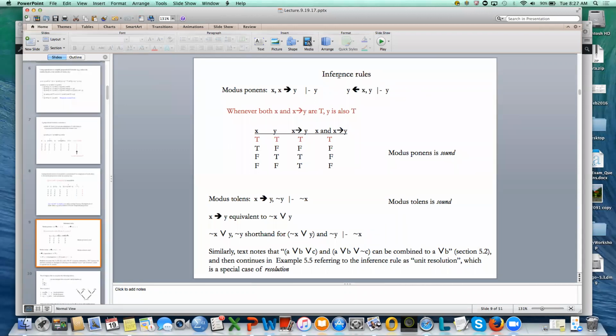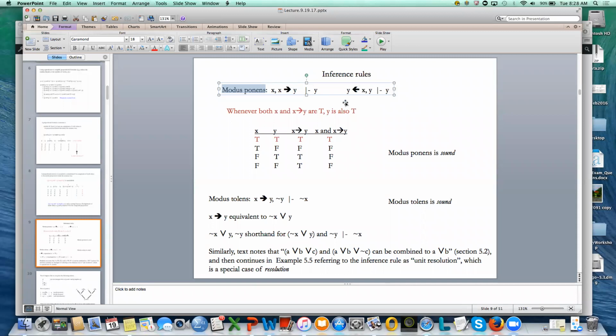So the inference rule that the book really talks about the most is modus ponens. If we know, or if we're told that X implies Y and we are told X, then it follows from these two statements that Y is true. Okay? So if I know X and I know X implies Y, I know Y.